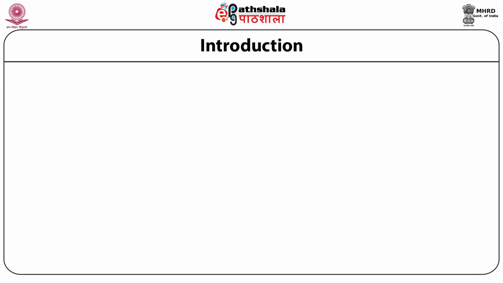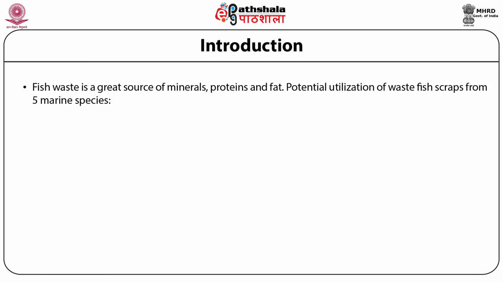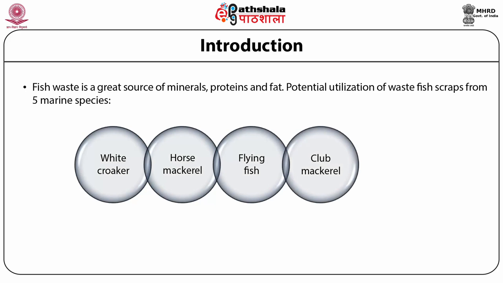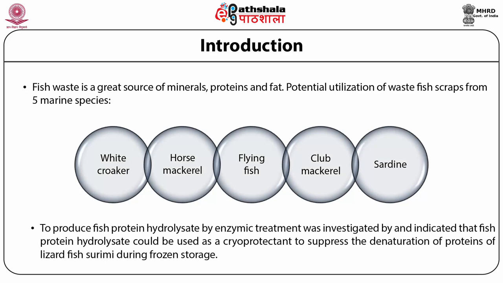As far as fish waste is concerned, it is a great source of minerals, proteins and fat. Potential utilization of waste fish scraps from five marine species, white croaker, horse mackerel, flying fish, chub mackerel and sardine, to produce fish protein hydrolysate by enzymatic treatment, indicates that fish protein hydrolysate could be used as a cryoprotectant so as to suppress the denaturation of the proteins of lizard fish surimi during frozen storage.